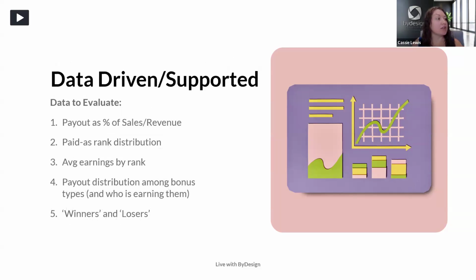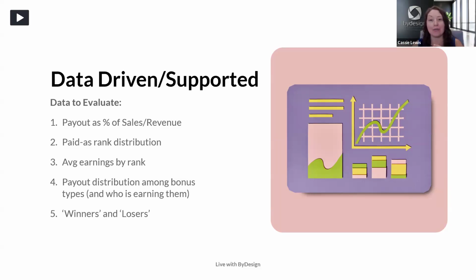So again, here's the data that you want to evaluate. Obviously, that payout as a percentage of your sales and revenue. Look at that rank distribution. Who is earning checks and what rank are they earning them at? What are the average earnings? Again, looking at the individual bonuses. Who's earning them? Is it the person that we expected to earn them? And then who are your winners and your losers? This is where you look at the individual reps.